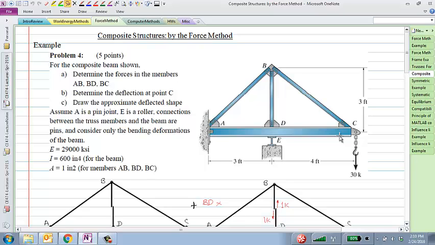In this particular problem, the problem says determine the forces in these three members, determine the deflection at the point C, and draw the approximate deflected shape. Assume that this point A, when it's fixed to the wall, is a pin, not really a fixed end. And E is a roller. Connections between the truss members are, of course, pins, and the properties are given. So first question, is this a determinate structure or an indeterminate structure?